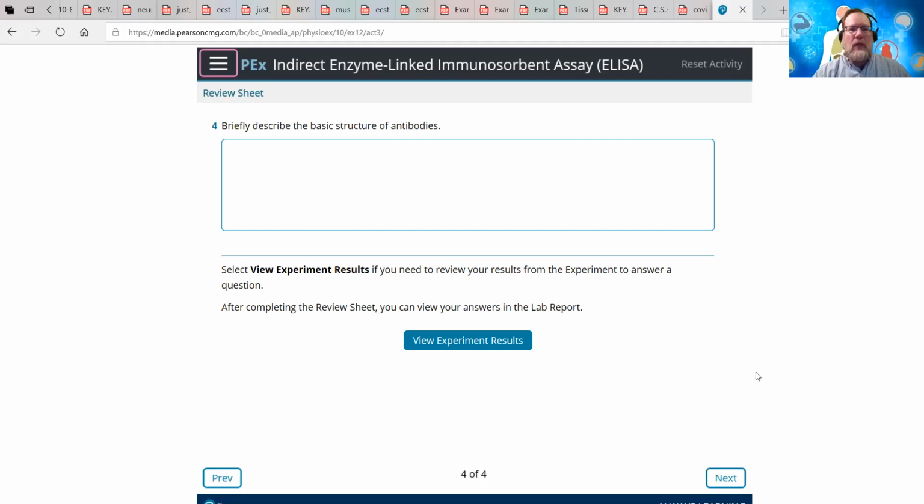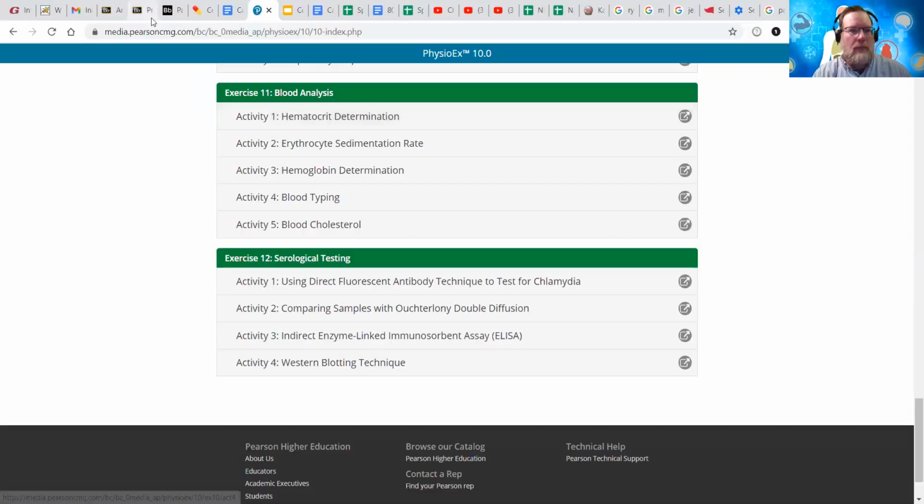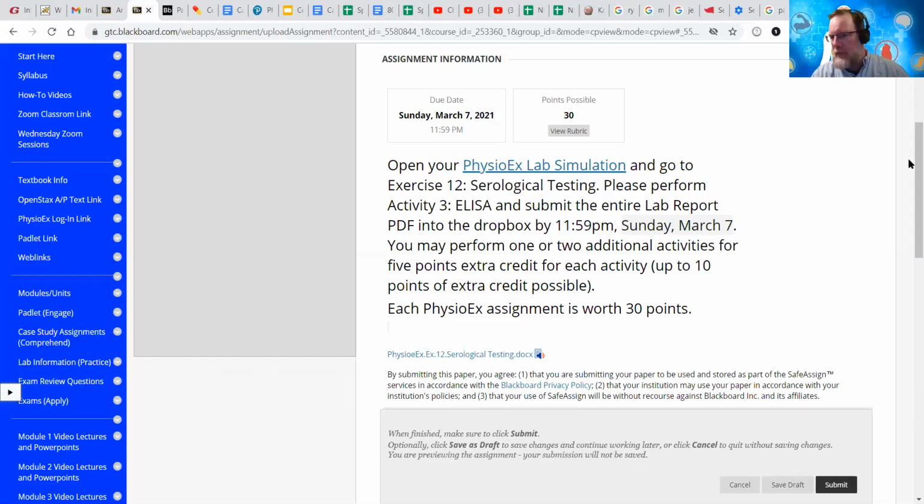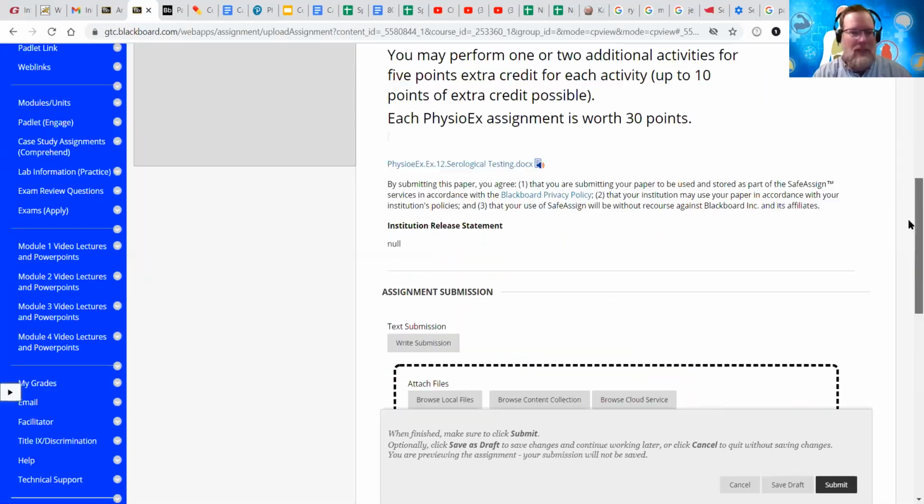And then lastly, the basic structure of antibodies. What are antibodies and why do we need them? Okay, so that's it for PhysioEx. Let's go back real quick over to our course. Okay, so case study 6 is done.